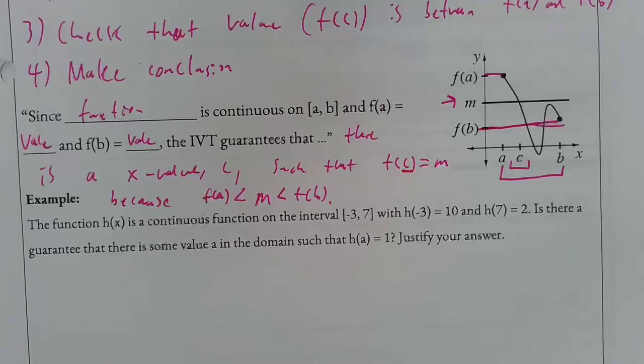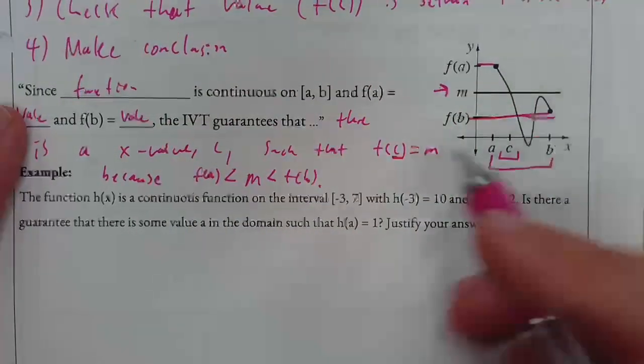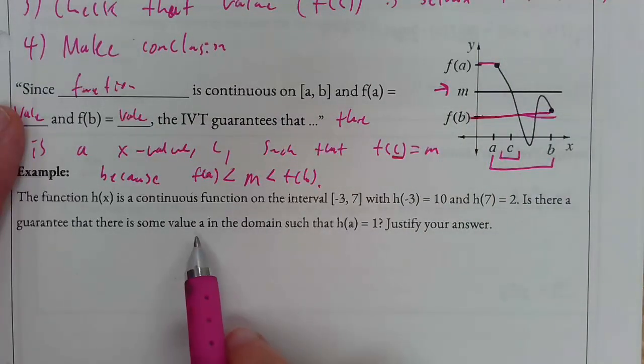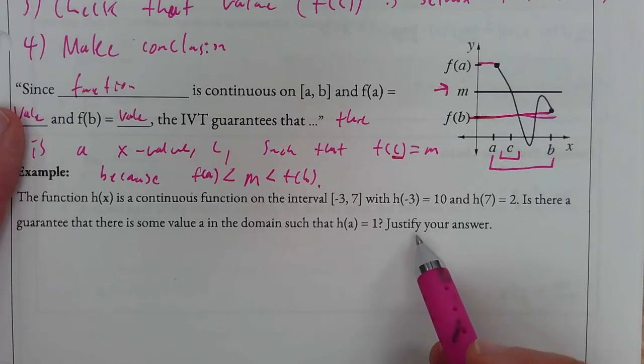Okay, all right. So let's look at an example here. The function h of x is continuous in the interval -3, 7, with h of -3 is 10 and h of 7 is 2. Is there a guarantee that there is some value a in the domain such that h of a equals 1? So in this case, they're using a instead of c, but they're just saying, is there an x value where the output has to be 1?